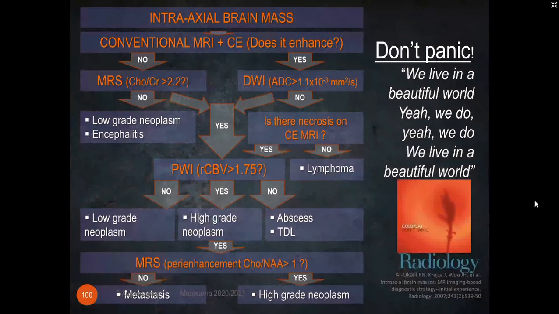So if we want to summarize all these intra-axial brain masses, we are using conventional MRI techniques and advanced techniques like MR spectroscopy and diffusion-weighted imaging. Sometimes to rule out whether there is any necrosis or not, we can inject contrast. Perfusion-weighted imaging also is very important to differentiate between low-grade and high-grade neoplasms, abscesses, and so on. And sometimes spectroscopy is important for the evaluation of the different metabolites.